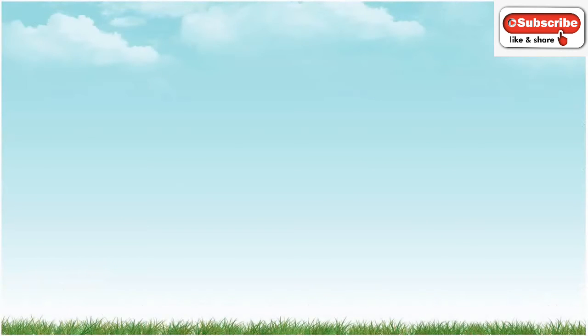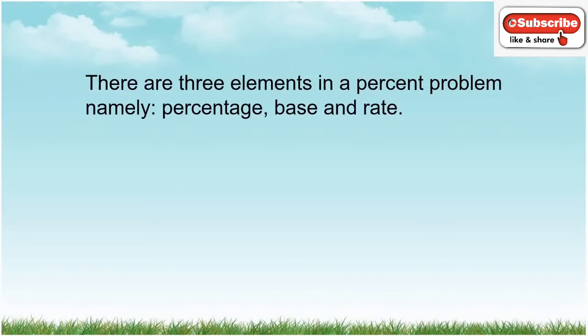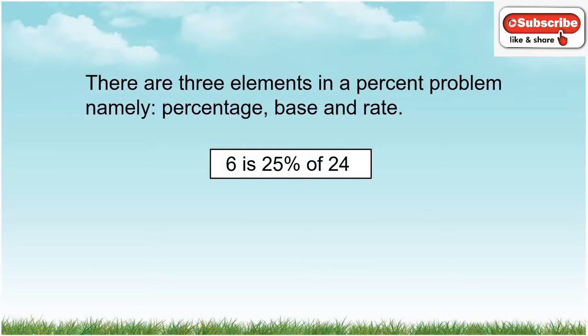Now let us have a short review. There are 3 elements in a percent problem, namely percentage, base, and rate. Example, 6 is 25% of 24. 6 is the percentage, 25% is the rate, and 24 is the base.